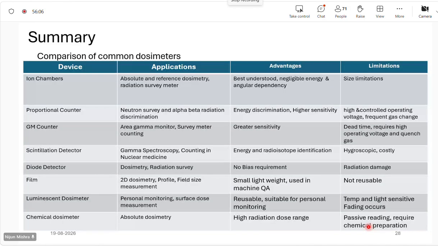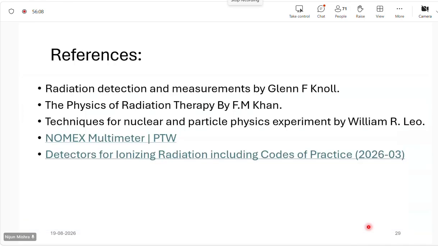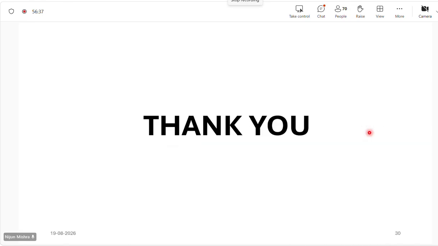You can read the chemical solution after irradiation with the help of a UV visible spectrophotometer. Okay, so these are my references. You can go through this. I took the Nomex multimeter material from the PTW site, and also Detectors for Ionizing Radiation, including the course of practice, from the PTW site. Then I normally teach my students from Radiation Detection and Measurement by Knoll, then Khan's book, and then the Leo book. Thank you.